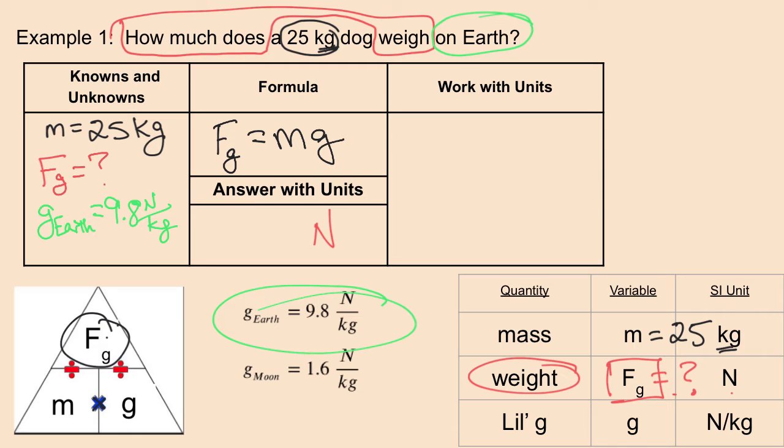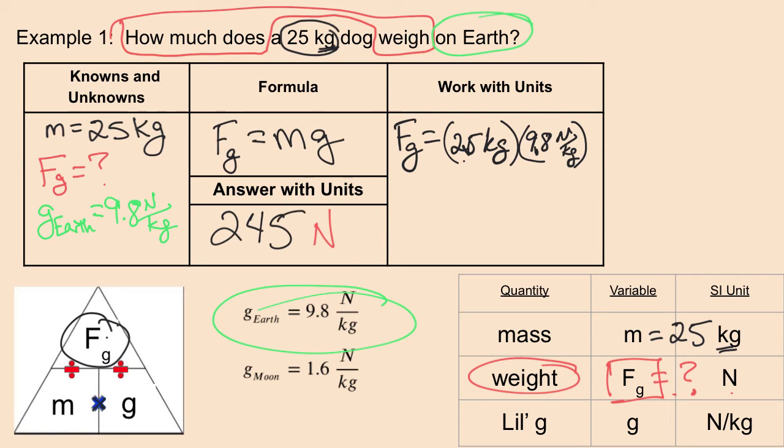So let's switch back to black here. Fg equals, here's my m, here's my g. My m, I look over at my knowns and unknowns. I see my m is 25 kilograms. And my g is 9.8 newtons per kilogram. So my number is 25 times 9.8. And I just put that in my calculator and I get 245.